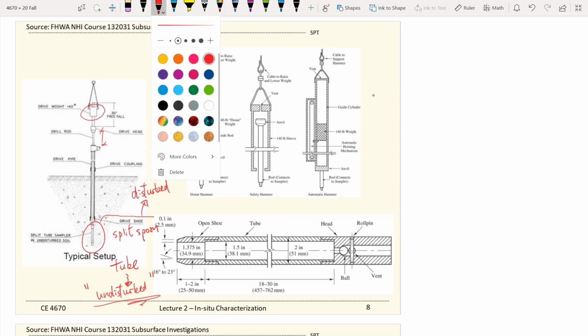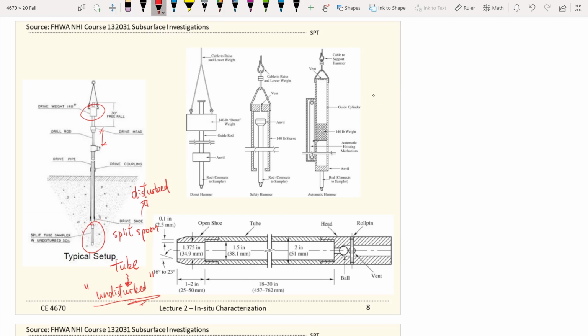But anyways, this is a closer look. Let me try to use another color here. So this is a closer look at the split spoon sampler. What we have here is the tube, the Shelby tubes going into the ground. You have this relatively sharp edge over here as the cutter head. This is a bit sideways, so this part here is this end, and this edge here is the edge right there.